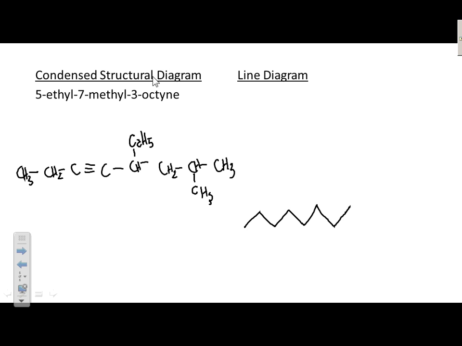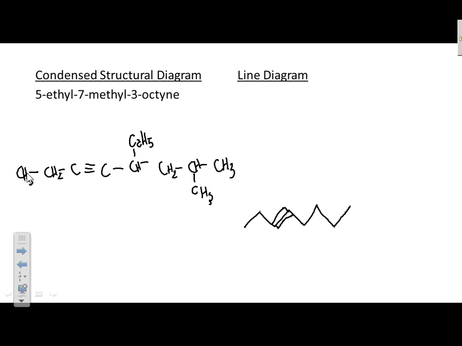1, 2, 3, 4, 5, 6, 7, 8. Sorry, I only need 8 of these carbons. I misspoke. 1, 2, 3, 4, 5, 6, 7, 8. Again, after the third, I've got a triple bond. 1, 2, 3. So again, a line and a line. All right, so you can connect that there like that. So you can see the three bonds there, line, line. That's kind of ugly, but that's the way that's drawn.